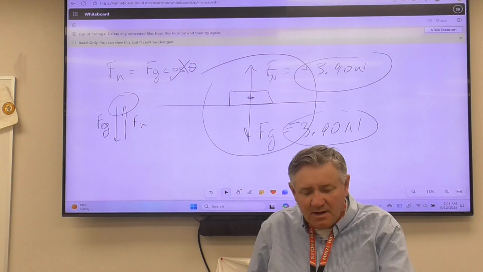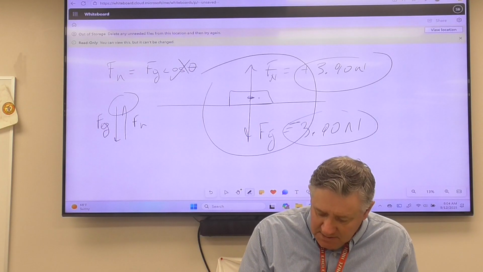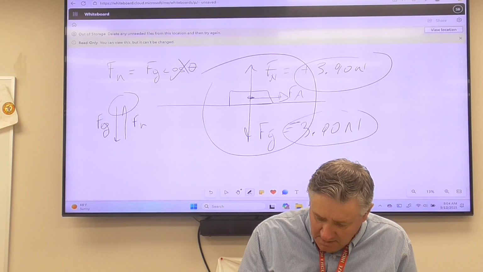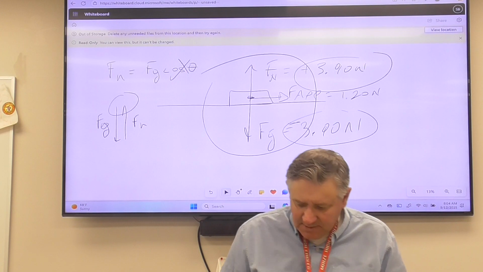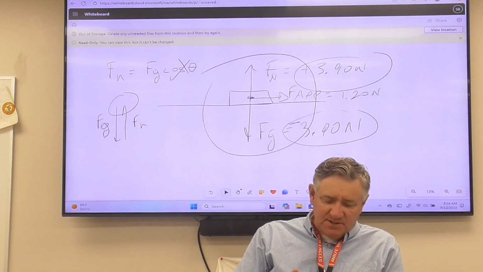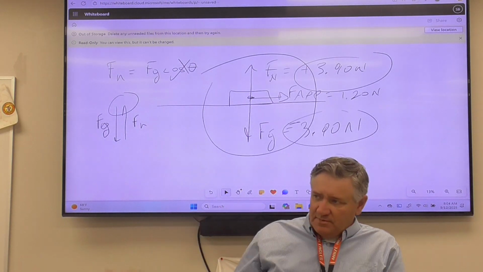So we got it. So now we're going to change the dynamic. Now I'm going to have some force applied, which in this case is 1.20 newtons. Okay? A force applied can come from a squirrel, a rocket engine, a sail, a fan, something external that's making the cart move.